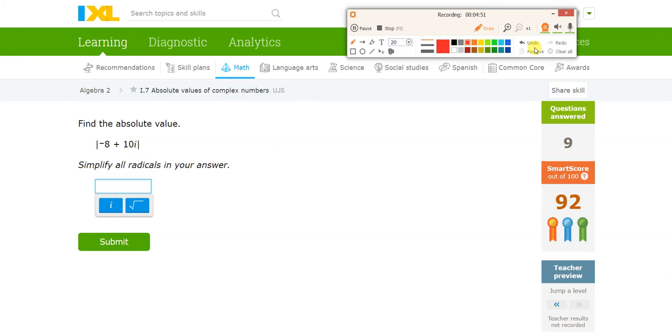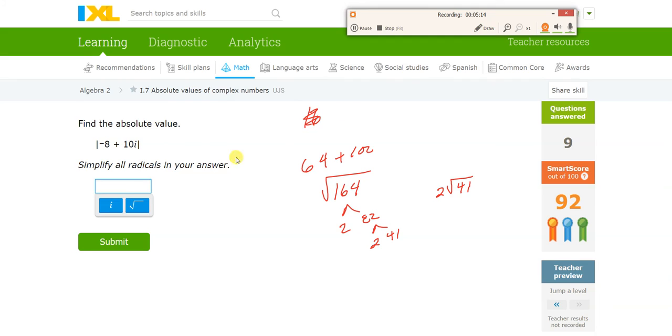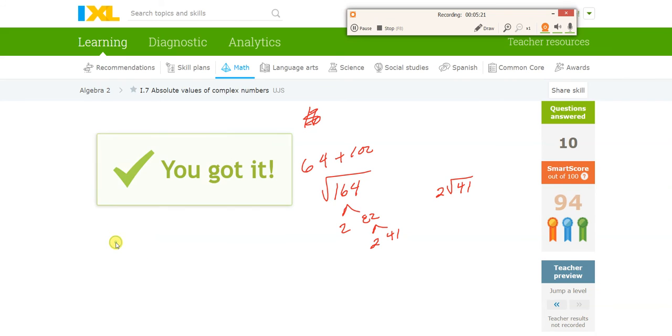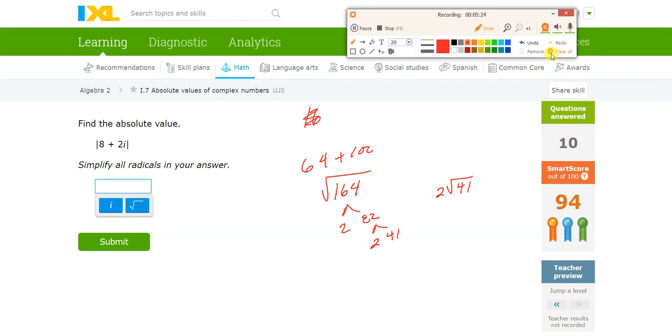So this is going to be 64 plus 100, which is 164, taking the square root of that, have to simplify it. 164 is 2 times 82. 82 is 2 times 41, so it's 2 square root of 41. And I do have a video on that. There we go. And I'll do one more, and then we'll call it good.